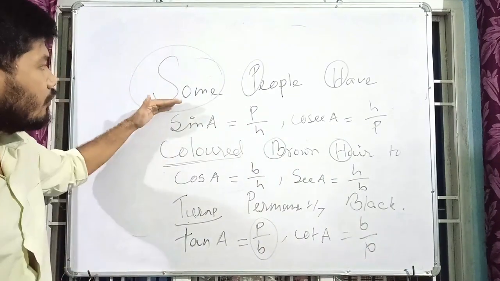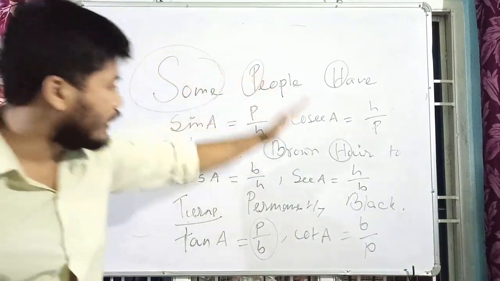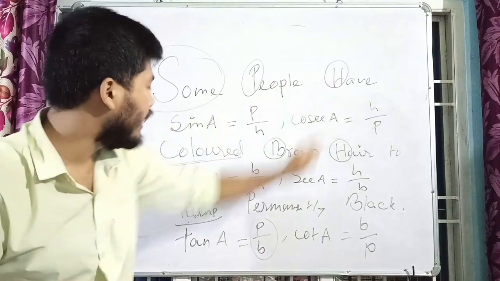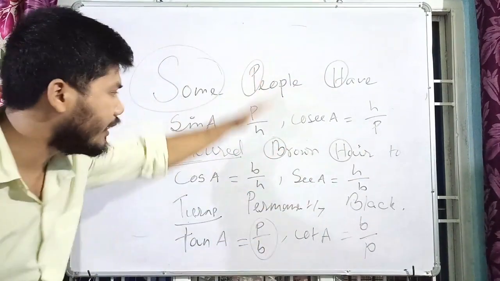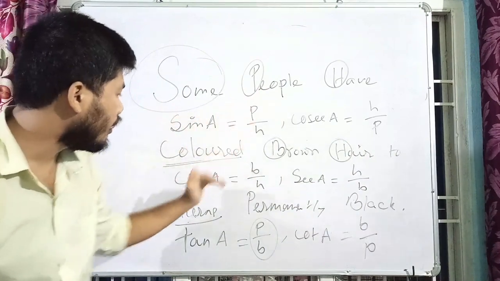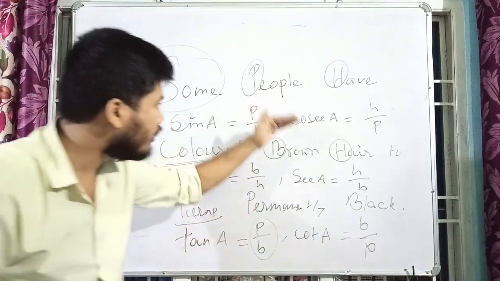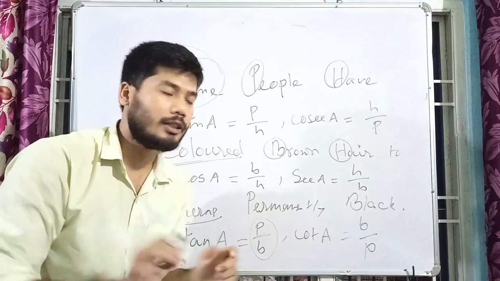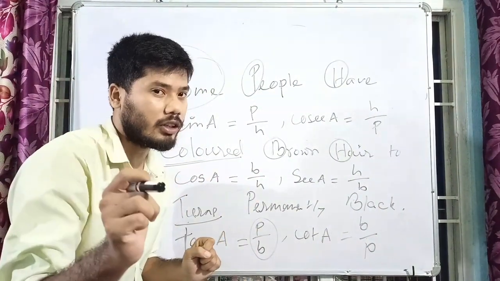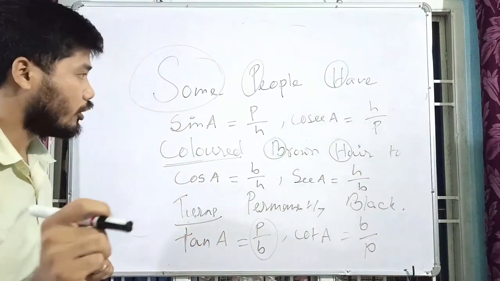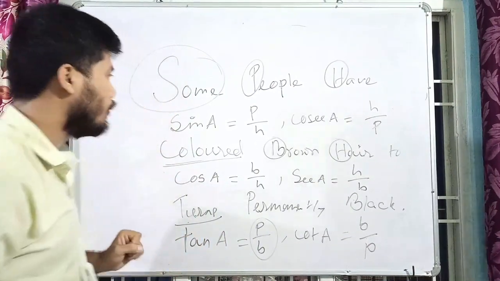So if you remember this sentence, some people have colored brown hair to turns permanently black, then you get sin A, cos A, tan A, and by finding the reciprocals you get all the trigonometric ratios. So easy idea, right? If you liked this short trick, then like and comment.